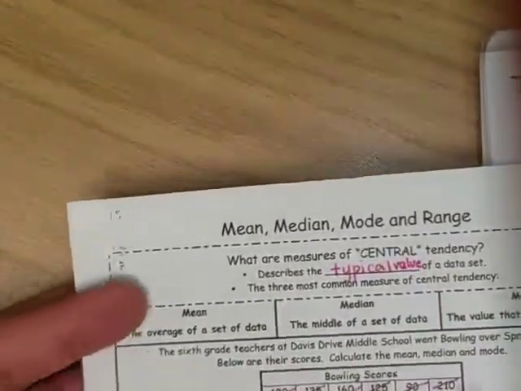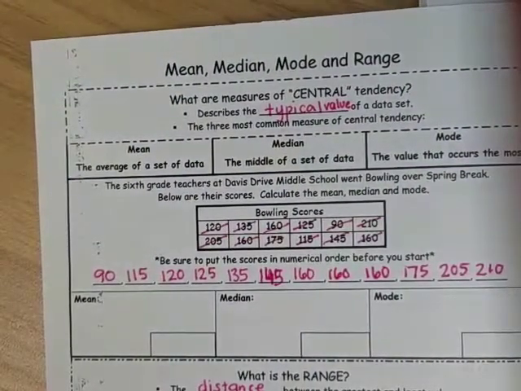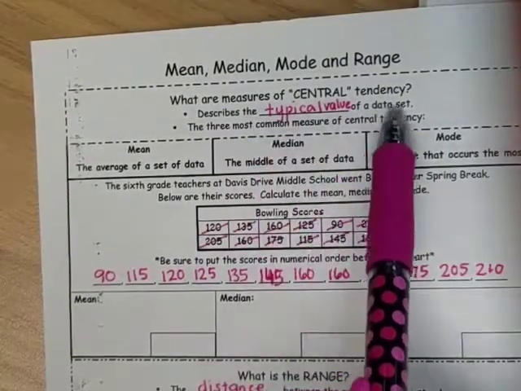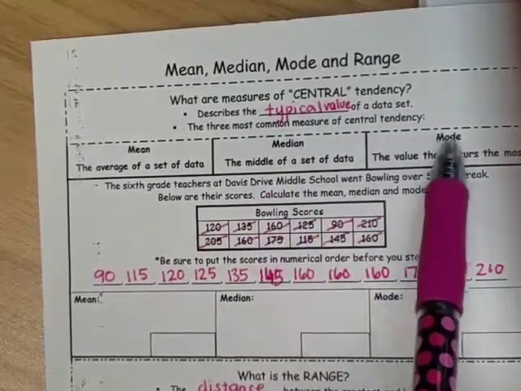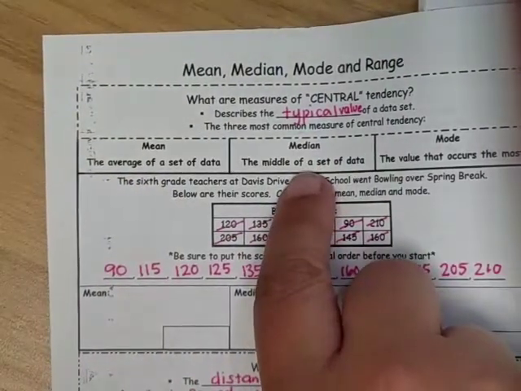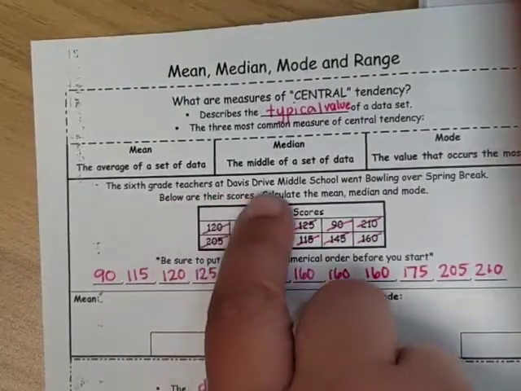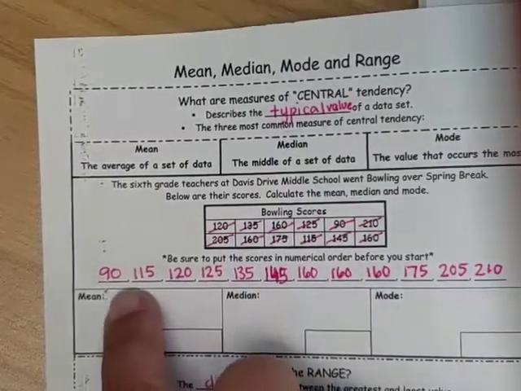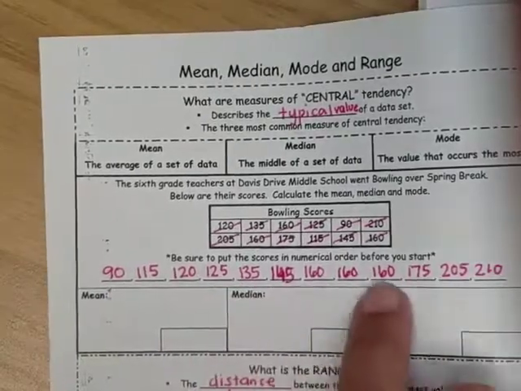Then on the inside, we've got mean, median, mode, and range. So let's take a quick little look here. So measures of central tendency describe the typical value of a data set. The three most common measures of central tendency are mean, median, and mode. Mean is your average, median is the middle, and mode is the most. So 6th grade teachers at Davis Drive Middle went bowling over spring break. Here are their scores below. So what we want to do is put them in order from least to greatest. I went ahead and put them in order already.